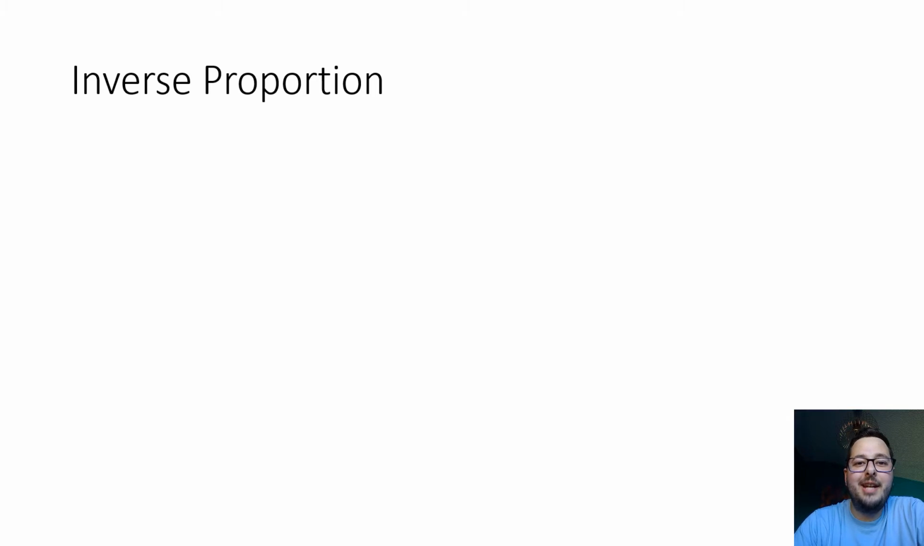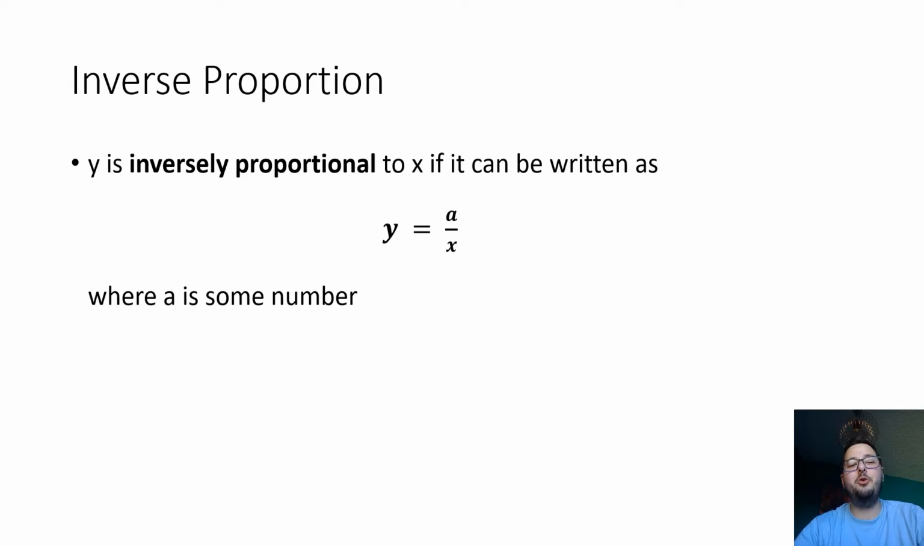Okay, so we've done direct proportion in a previous video and now it's time for inverse proportion. So y is called inversely proportional to x if it can be written as y equals a divided by x. So a is just some number. Now remember, direct proportion was y equals something times x. Inverse proportion is y equals something divided by x. And y and x can be different.